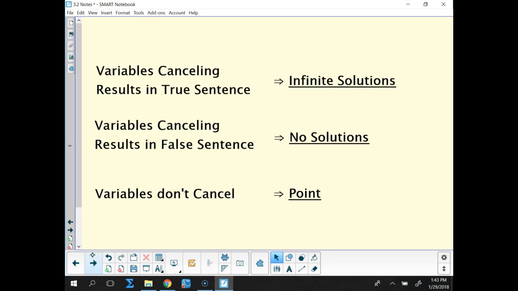So everything's going to cancel out. We're going to get a true sentence. Infinite solutions. Variables canceling out results in a false sentence, or that's going to give me no solution. Yep. That's those parallel line ones. Variables don't cancel. That's going to end up being a point. Yep.